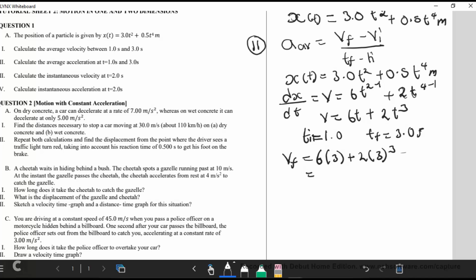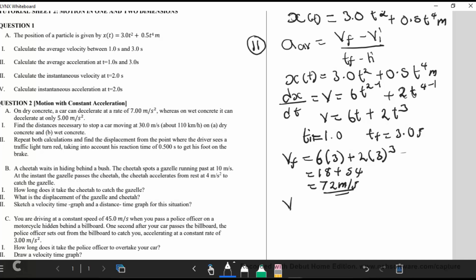This will give us 18 plus 27 times that is 54. When you add these ones, it will give you 72 meters per second. So this is your t, that's your velocity final.